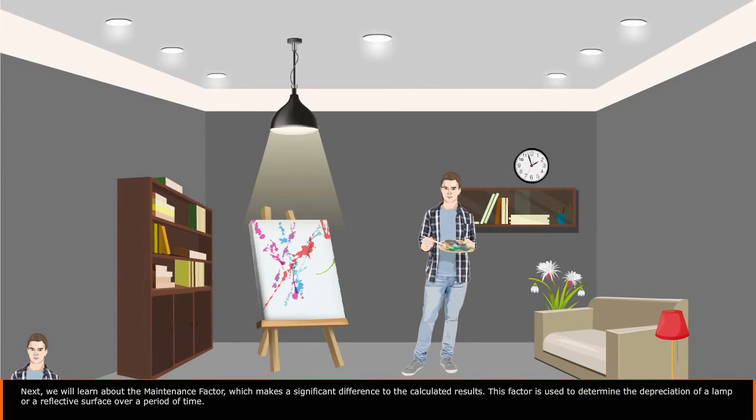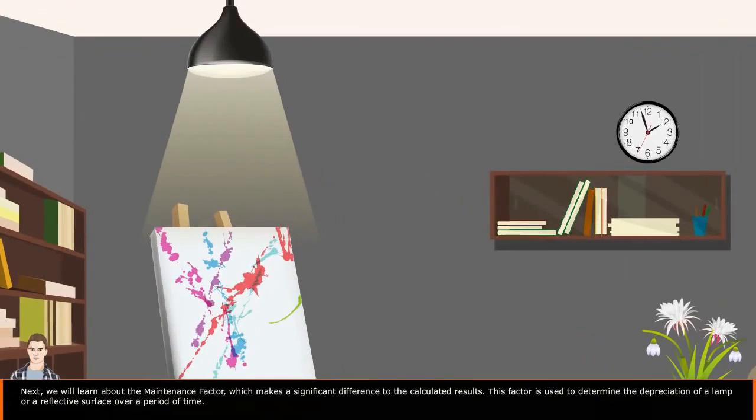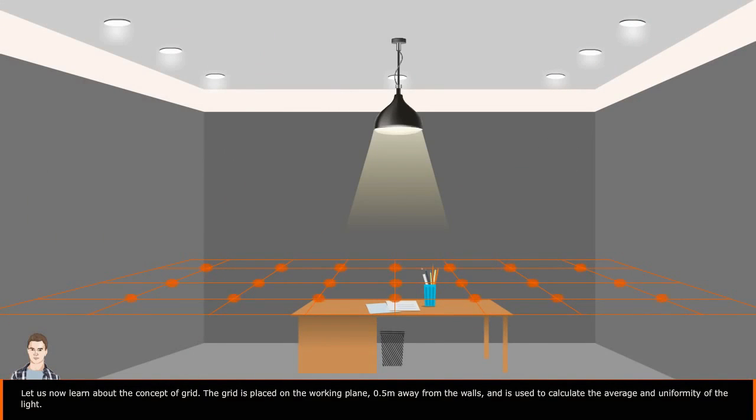Next, we will learn about the maintenance factor, which makes a significant difference to the calculated results. This factor is used to determine the depreciation of a lamp or a reflective surface over a period of time. Let us now learn about the concept of grid. The grid is placed on the working plane 0.5 meter away from the walls and is used to calculate the average and uniformity of the light.